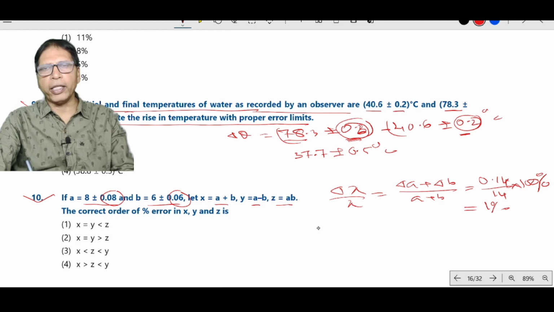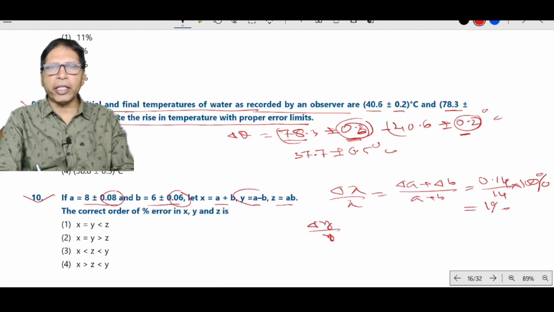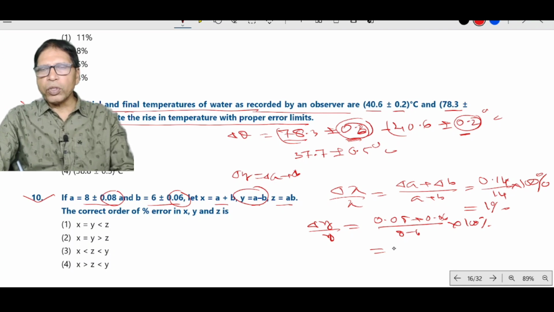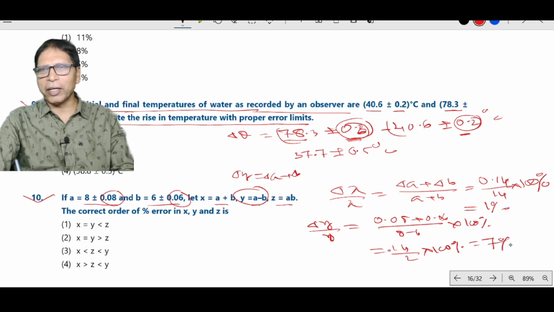Now y. Delta y by y, where y equals a minus b. So delta y equals delta a plus delta b. Here delta a plus delta b, that is 0.08 plus 0.06, divided by 8 minus 6, into 100%. So 0.14 by 2 into 100% is 7%.